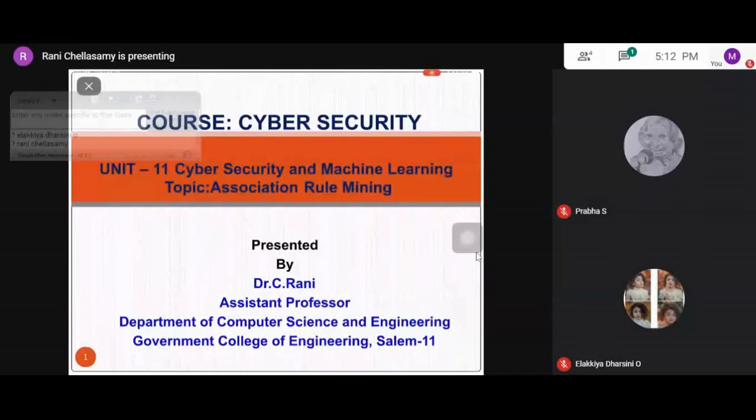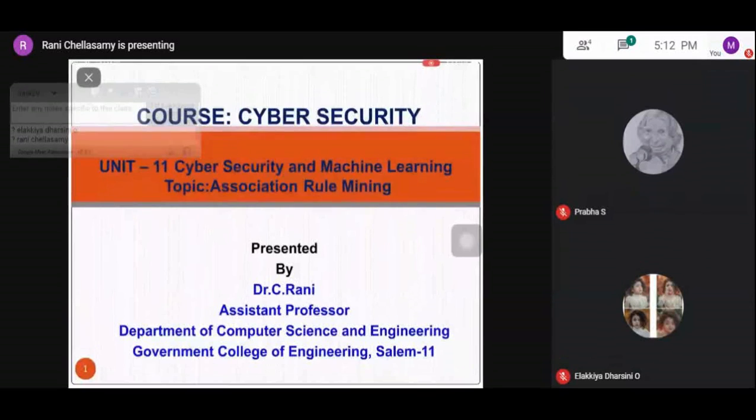Let us see the topic on association rule mining. So far we are seeing the concepts behind machine learning. In the last session we dealt with the classification algorithms: the decision-tree algorithm, then the naive-bayes algorithm. Then we have seen so many classification algorithms, then logistic regression, and we have compared classification and regression also.